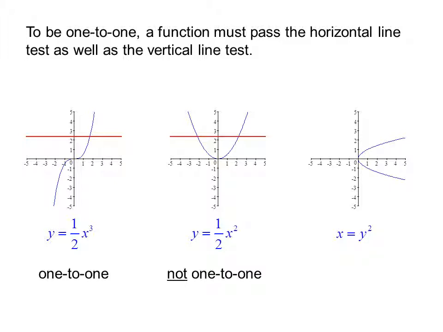This horizontal parabola, x equals y squared, fails the vertical line test, so it's not a function. And it's also not 1 to 1.